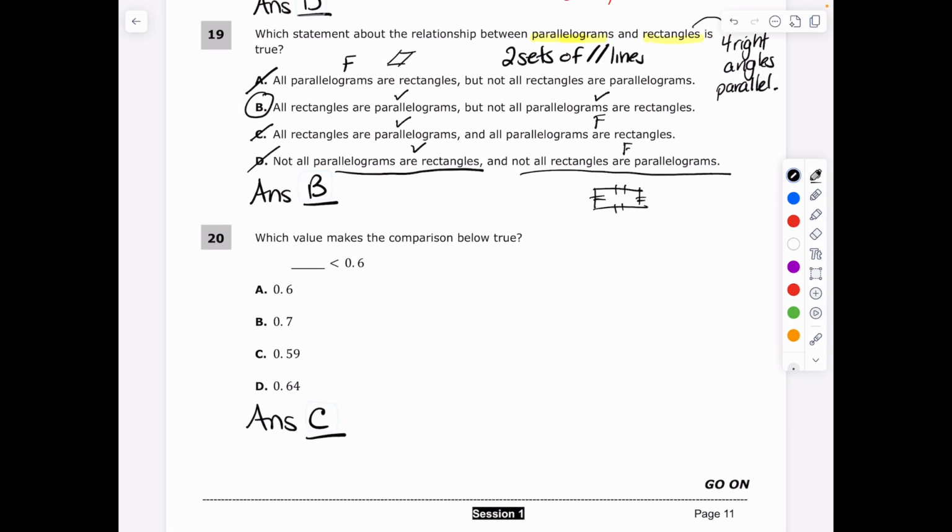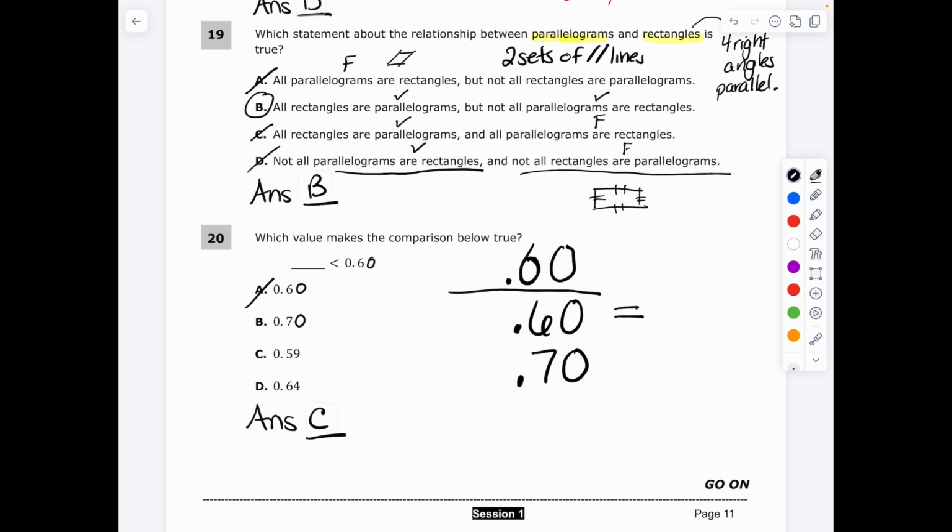All right, which value makes a comparison true? Some number is less than 6/10. So one thing I noticed is that some of these numbers are going to the tenths and some go to the hundredths. So let's make them all go to the hundredths. Let's make it easy. Okay, so now I can compare them, and I want to know which one is smaller than 60 hundredths or 6/10. Okay, so A is exactly the same. They're equal, so I can cross out A. It's not going to be smaller.